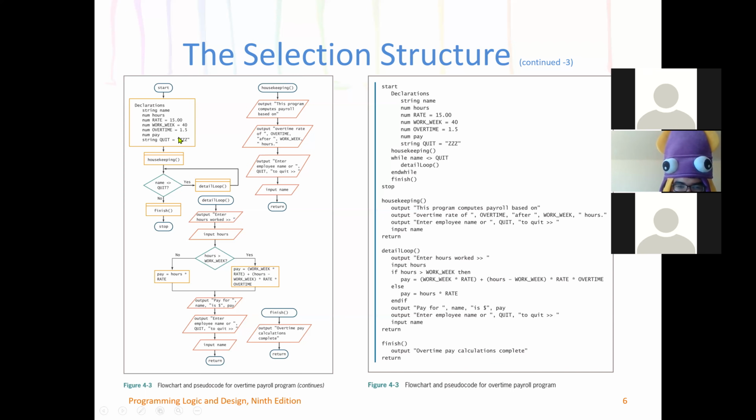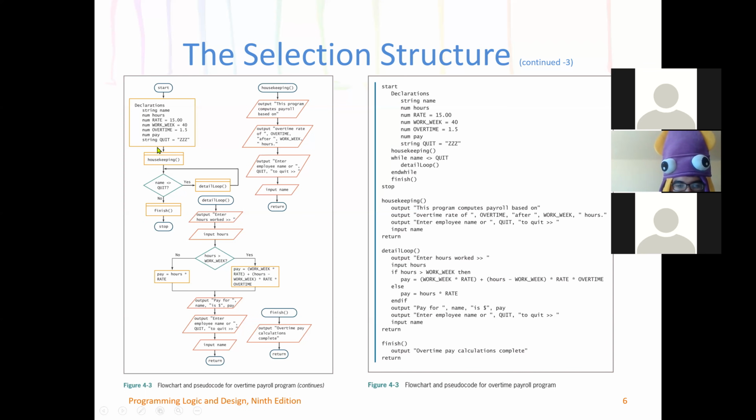Then we also have a variable named overtime. We initialize it to 1.5, which means if the hours is more than 40, and you are paid $15 an hour, then it will be $22.50, which is one and a half times. Half of 15 is $7.50. $7.50 plus the original 15 will give us $22.50.